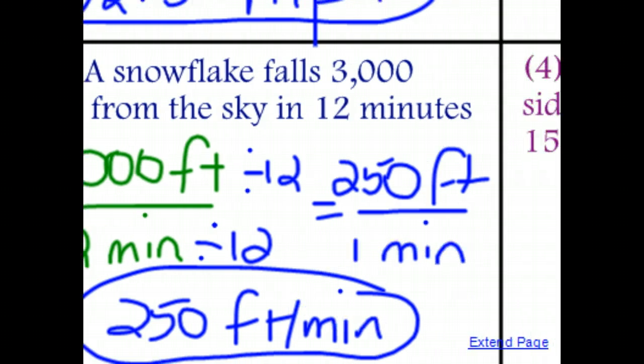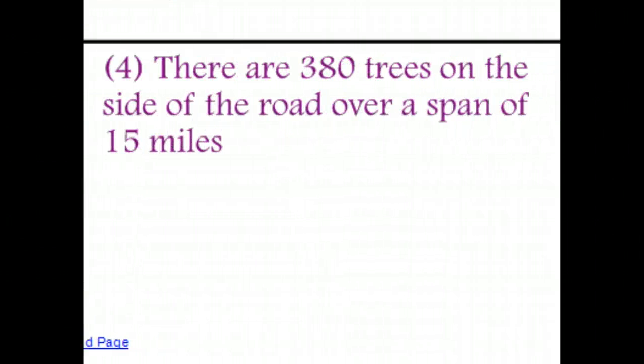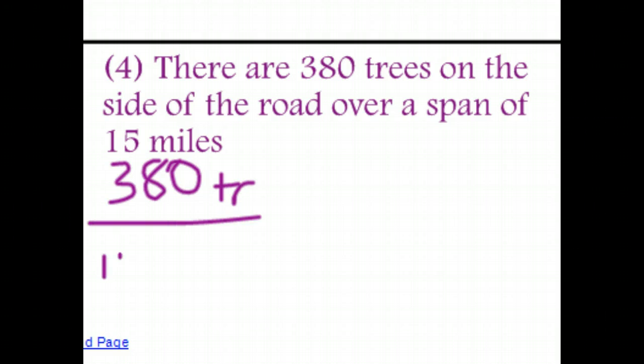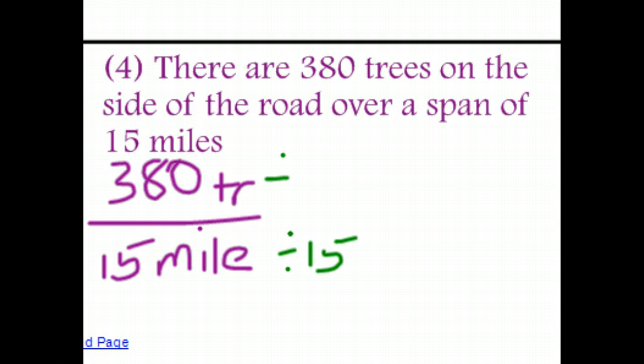And finally, for an example similar to the one we were talking about before, there are 380 trees on the side of a road over a span of 15 miles. There are 380 trees every 15 miles. So now we want to find out how many trees there are in 1 mile. Well, we have to divide numerator and denominator by 15, first value and second value. In the second value, we end up with 1 mile.